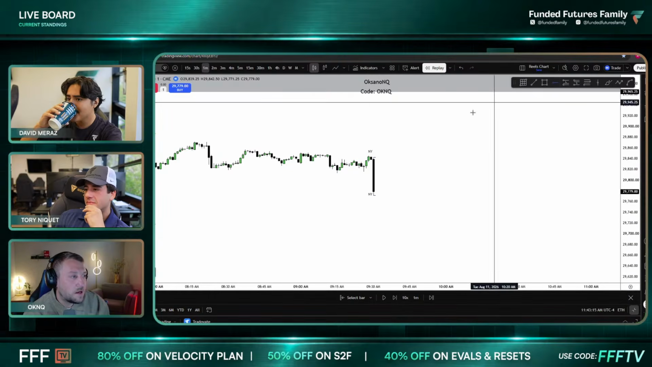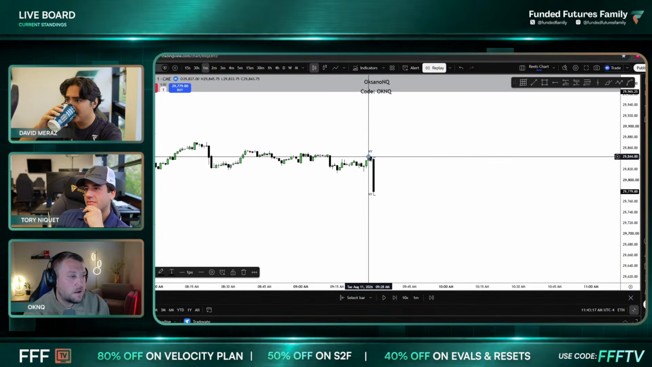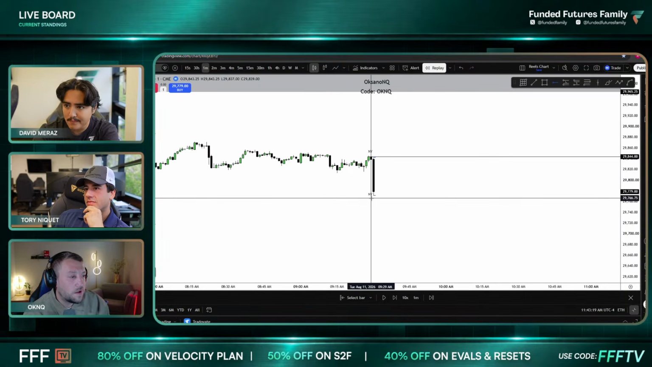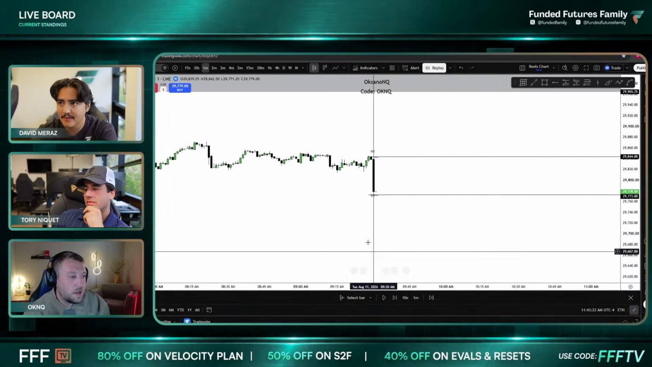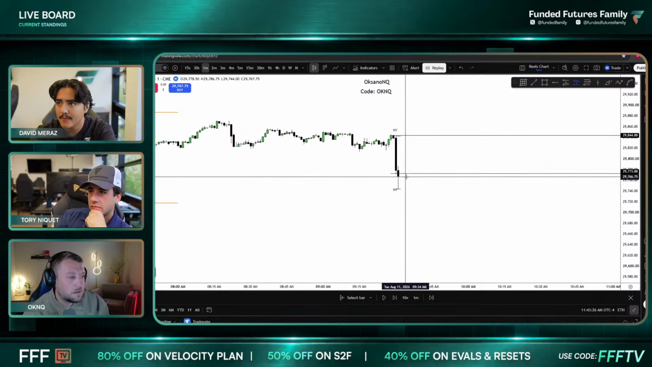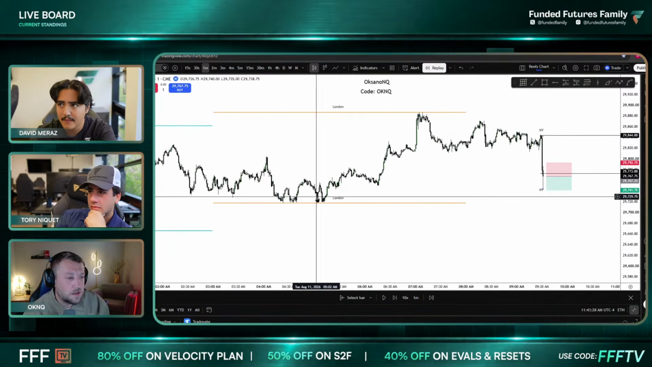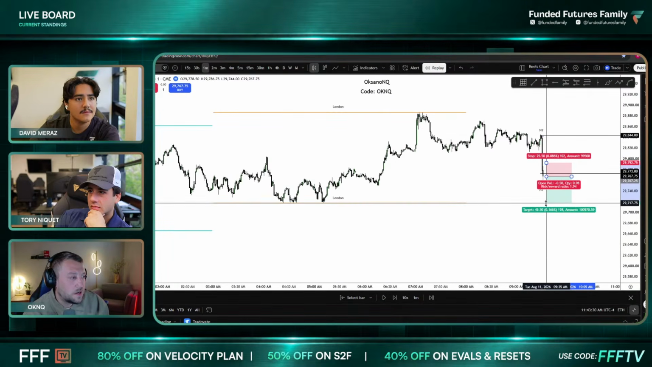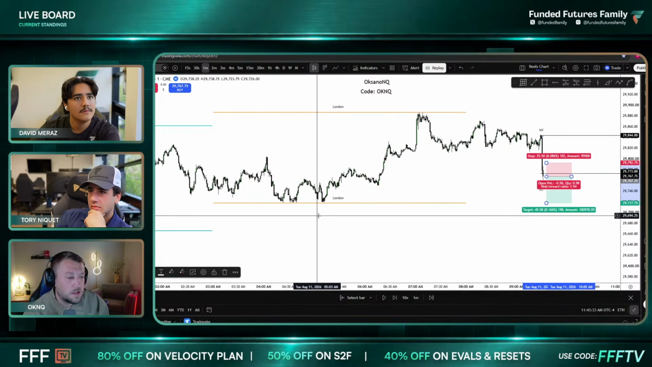930 wick print. We got the 930 high, the 930 low. You get one candle to close below. There's your entry there. Short. I targeted this London low here for my scale spot, this London low and all these stacked lows.